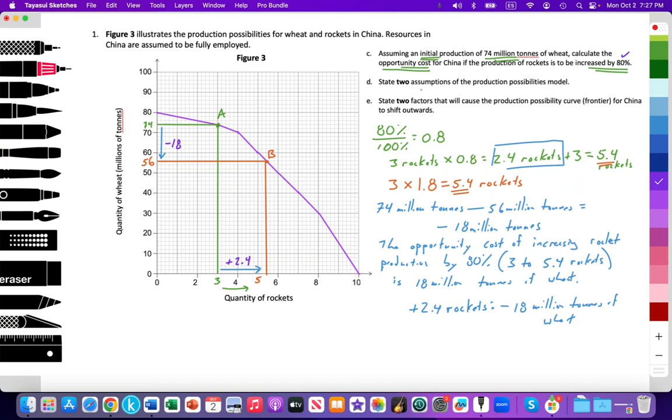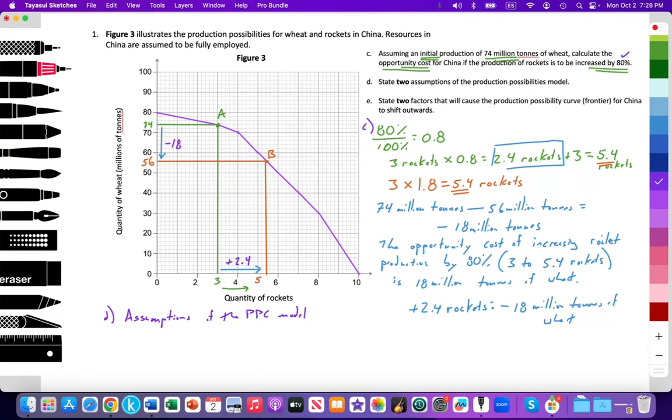Part D, state 2 assumptions of the model. So here's question C. Let's go to question D. State 2 assumptions of the model. So the IB can test our understanding and knowledge of the assumptions of different models like the PPC. I'm just going to go ahead and list all of the assumptions, and then we just need 2. So assumptions of the PPC. Think about what those assumptions would be. Pause the video and think about that, and let's check your answers. Pause the video now.